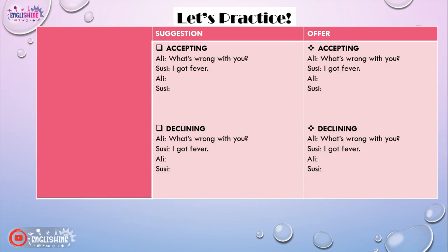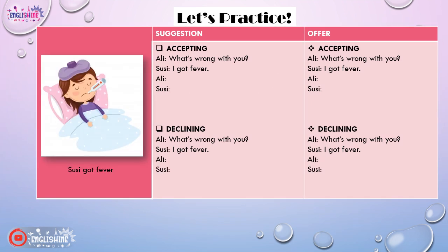Let's practice. In this table, there are suggestion and offer. We try to fill in the conversation based on the situation, accepting or declining a suggestion or offer. The main characters are Ali and Susie. Susie got a fever. In the conversation accepting suggestion, Ali said, what's wrong with you? I got a fever, said Susie. Then Ali said, I suggest that you must visit your doctor. Because accepting, Susie said, of course, thanks.